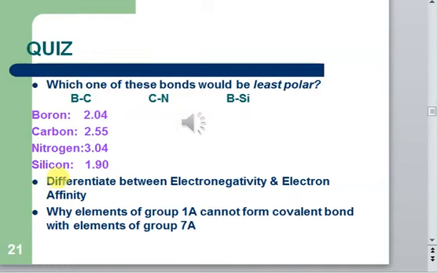Secondly, you have to differentiate between electronegativity, which I've explained in this section, and electron affinity. What's the difference between the two? And finally, you have to answer why the elements of group 1A cannot form a covalent bond with the elements of group 7A. You have to give a logical answer for that. Just understand the question and give a logical answer as to why elements of group 1A cannot form a covalent bond with the elements of group 7A.